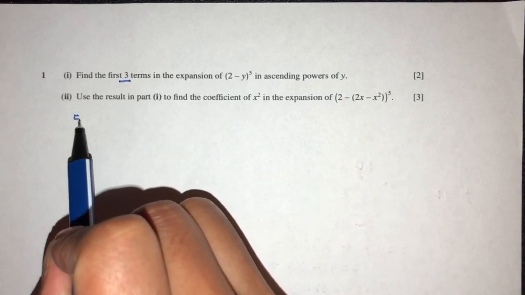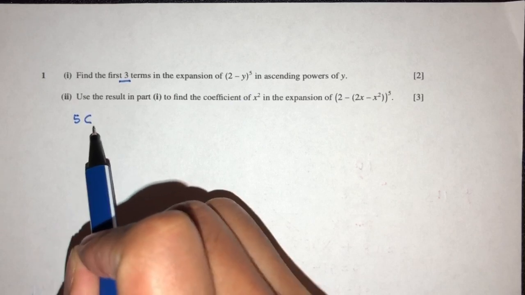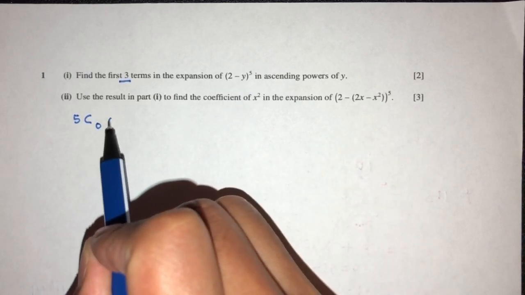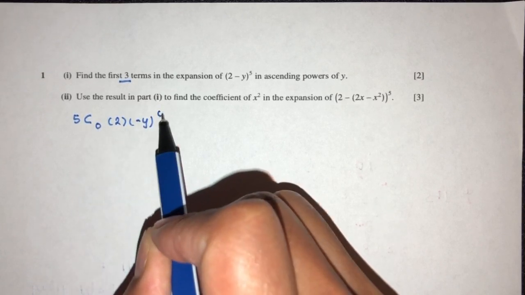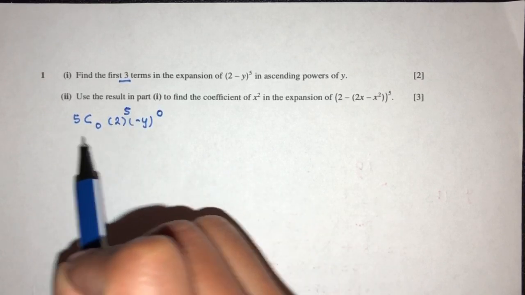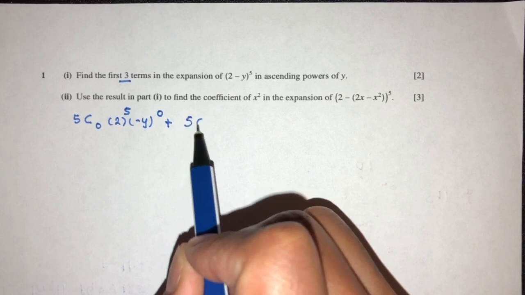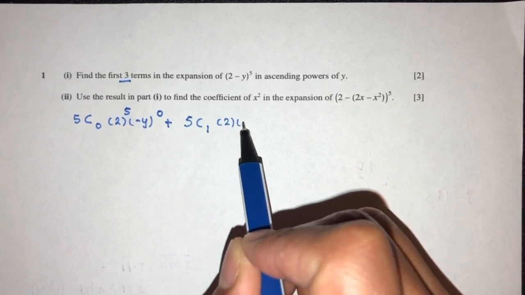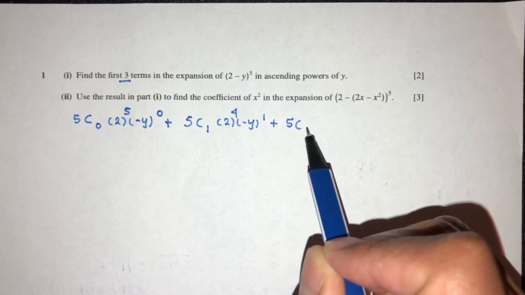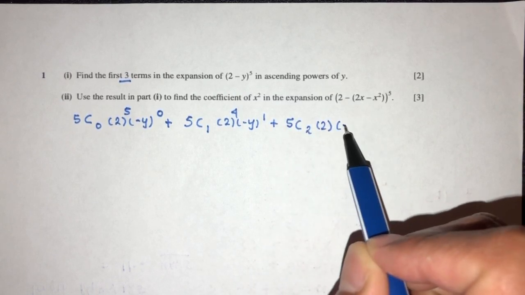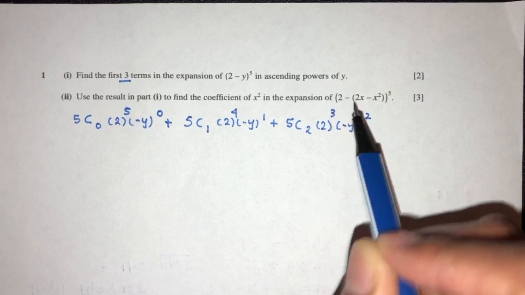That will be 5 choose 0, powers 5. You have 2 here, and here we have minus y. This is 0, so 5 minus 0 is 5. That is my first term. Then the second term, 5 choose 1. That will be 1, and that will be 4. And finally, my third term, 5 choose 2. That should be 2, and that should be 3.